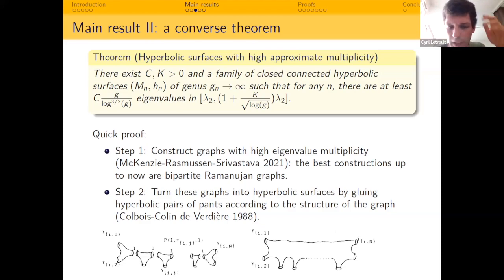The question is how to relate the spectrum of the two objects. This is a theory developed mainly by Colin de Verdière about stability of eigenvalues when you are turning graphs into surfaces. That's the end of this converse theorem.